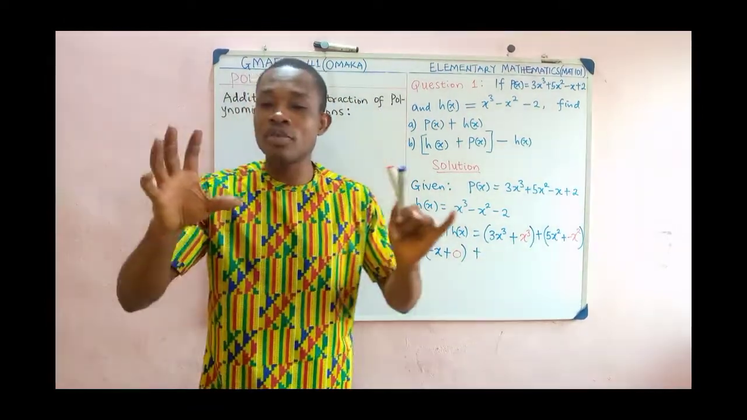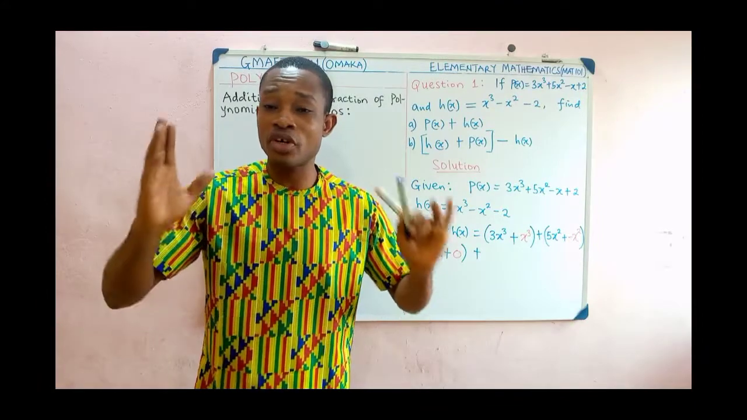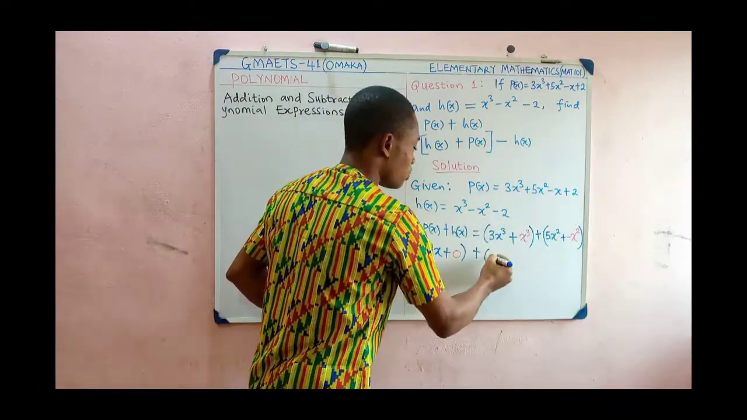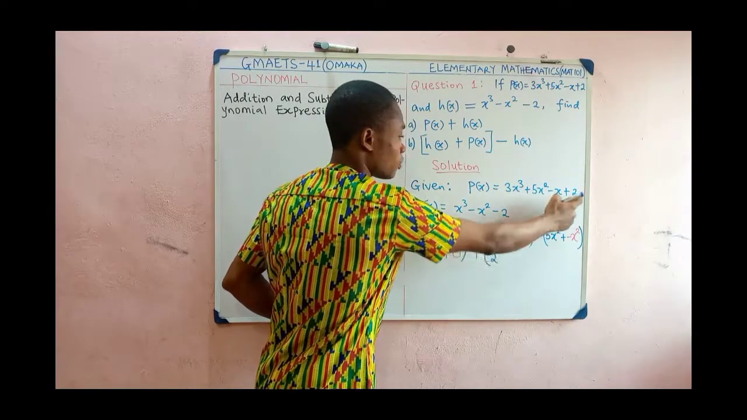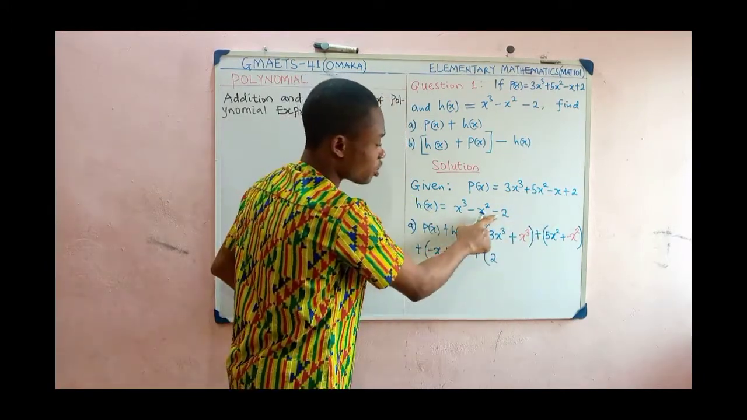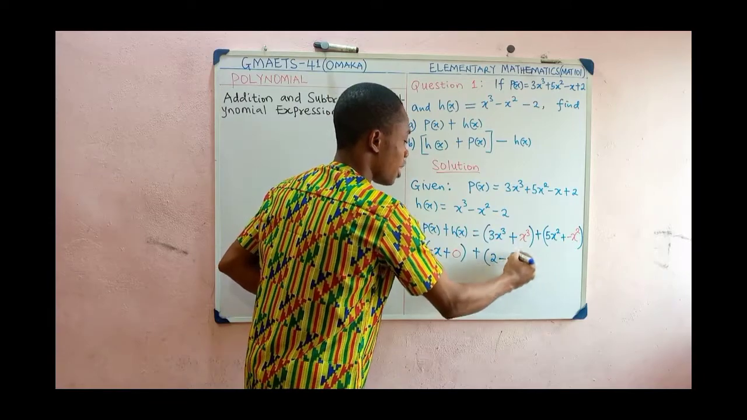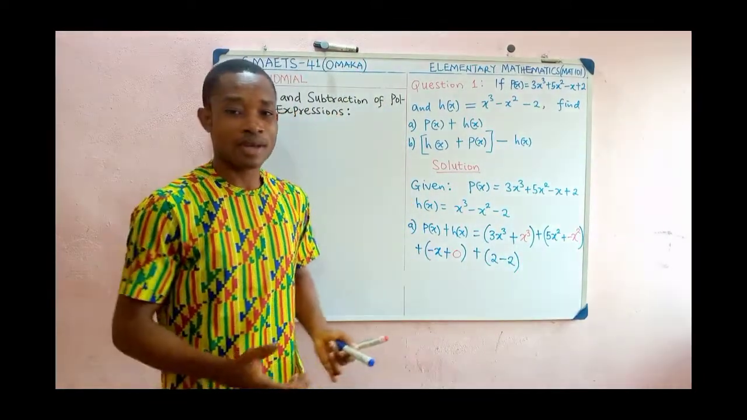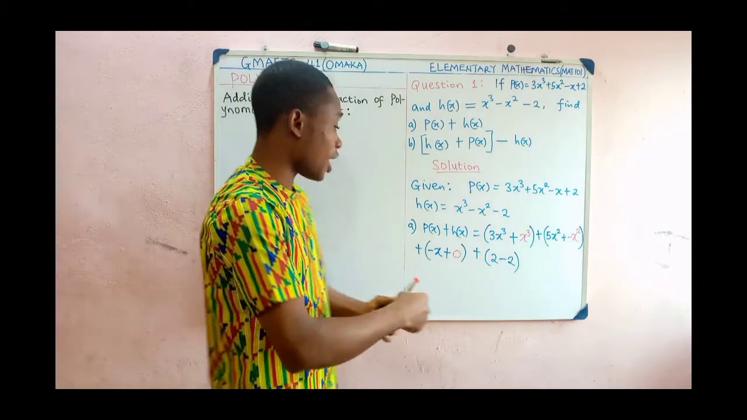Lastly, we pick terms that do not bear x, that is constants. From p of x, we have plus 2, which is 2. And then from h of x, we have minus 2. So you put minus 2. You know, plus 2 is still the same as writing 2. I don't know if you're getting me right. But if it is minus 2, you must show the sign.